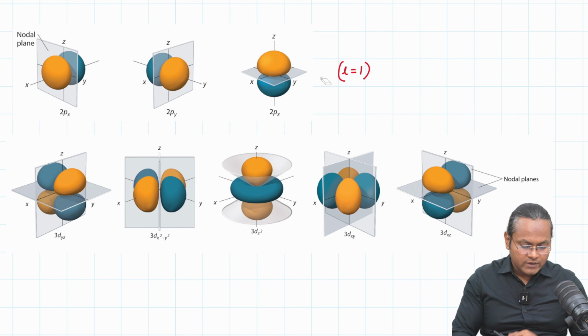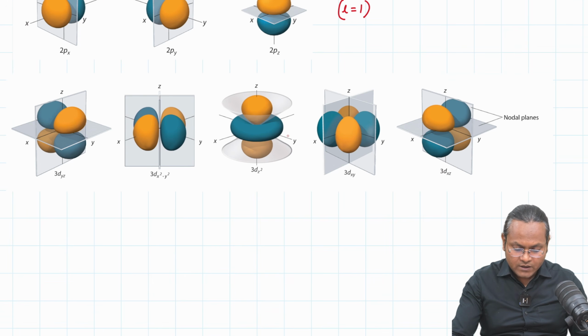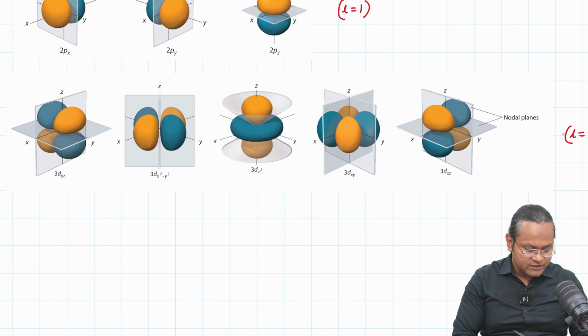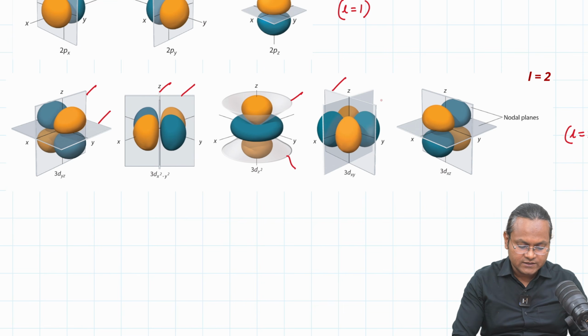If you go to L is equal to 2, then you end up getting 2 nodal planes. Of course, I'm taking the real spherical harmonics here. So 1, 2 nodal planes. Here also you have 1 and 2 nodal planes. These 2 cones represent 2 separate nodal planes, and on and on.